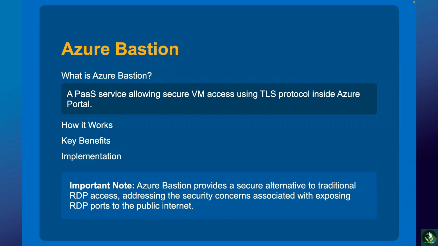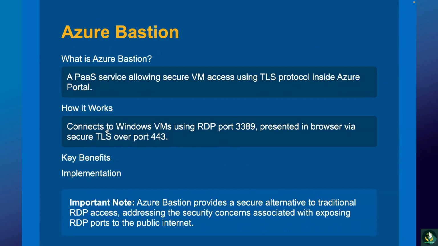Azure Bastion is a platform as a service offering that enables you to access your virtual machines using a secure TLS protocol directly within the Azure portal. This service connects to Windows VMs using the 3389 RDP port, but presents the connection in your browser using secure TLS over port 443 inside the portal. So that's how it works.